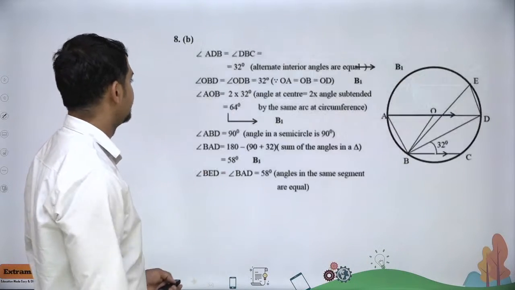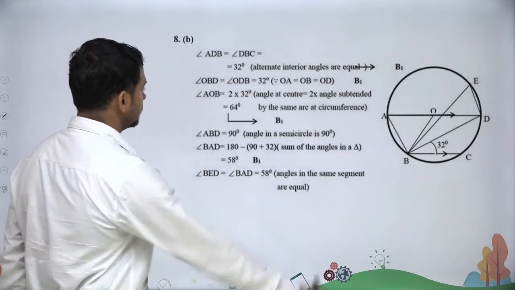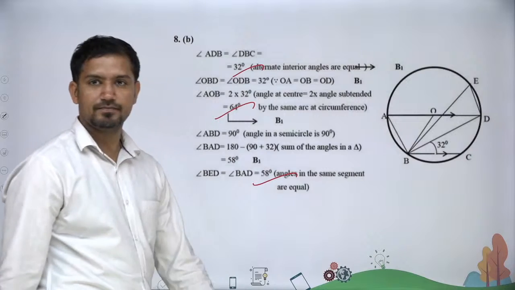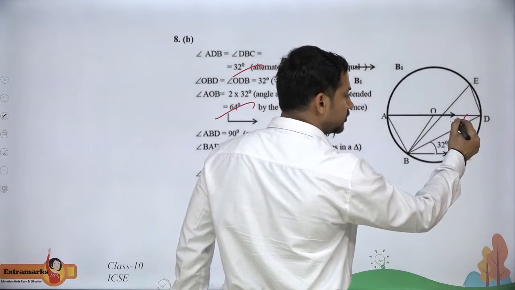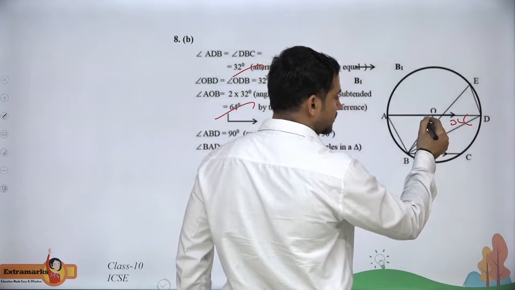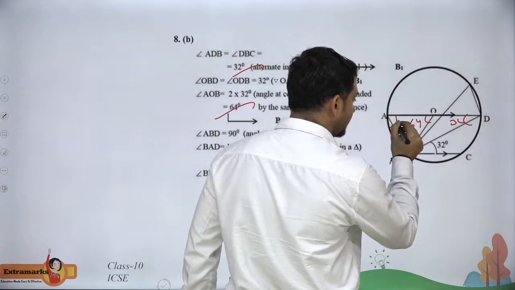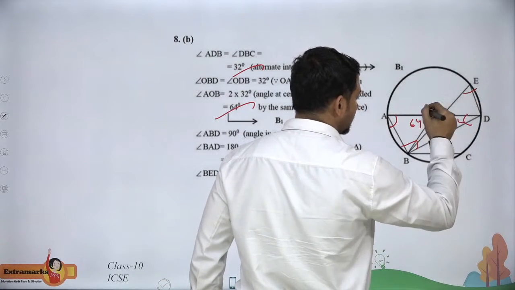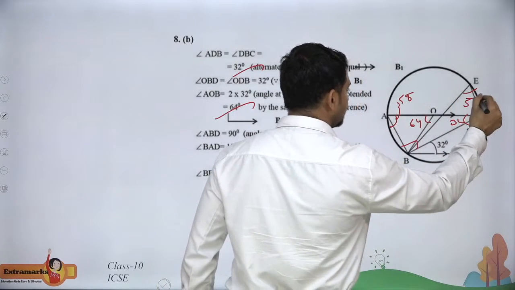All these angles are 32 degrees, 64, and this is equal to 58. Now, these all three angles. Because we know that this angle is 32, this is an alternate interior angle, so this angle is double, 64, and this angle is 90, then you have to find this. By angles on the same segment, this angle is also 58 degrees, because if this angle is 58, then this angle is also 58 degrees.